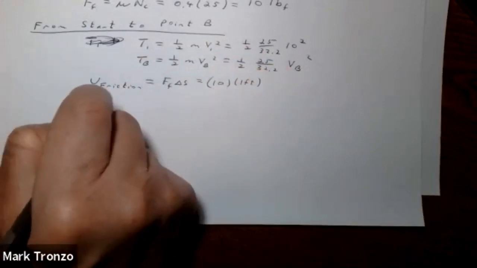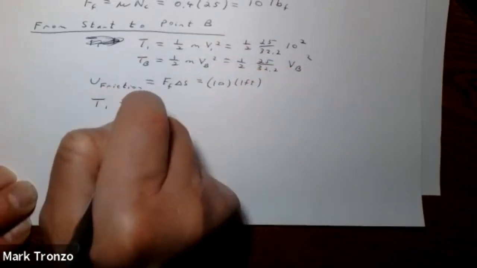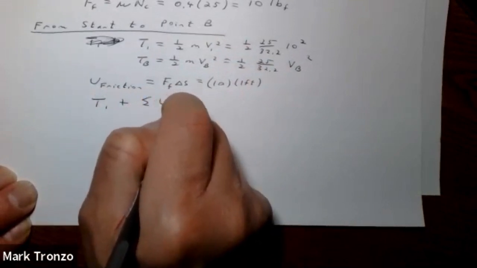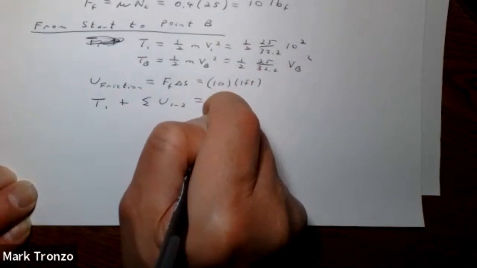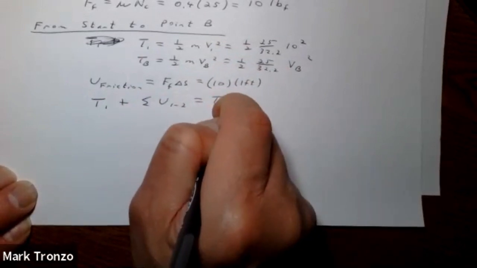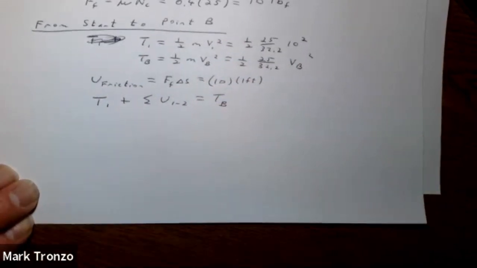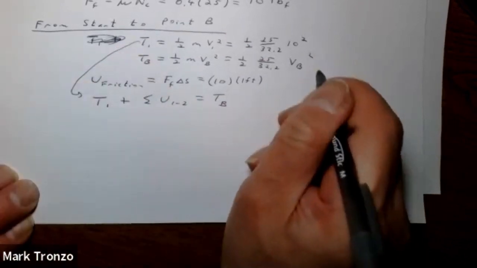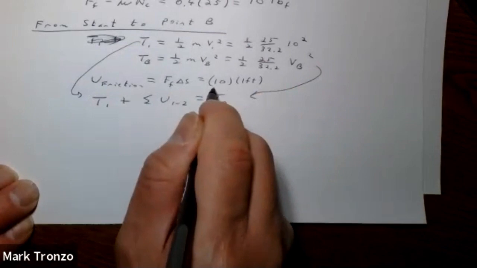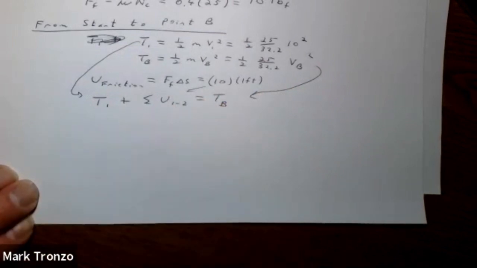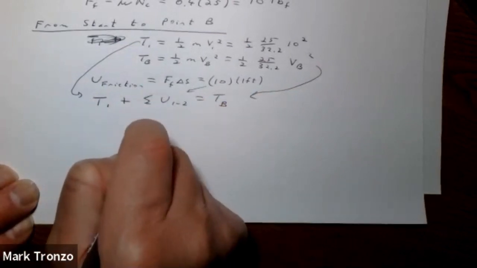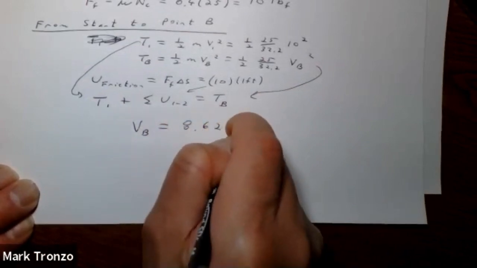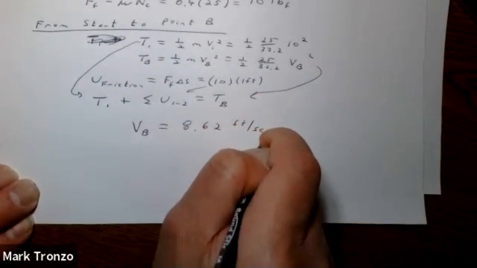So then if you put this all into T1 plus summation U from 1 to 2 equals T2. And T2 is going to be at B. Let me just put that down just to emphasize it. So again, if you put all these in, you'll find the velocity when it gets to point B is 8.62 feet per second.